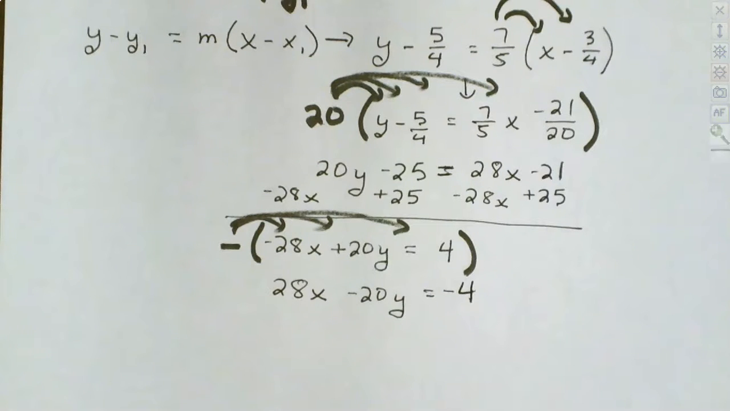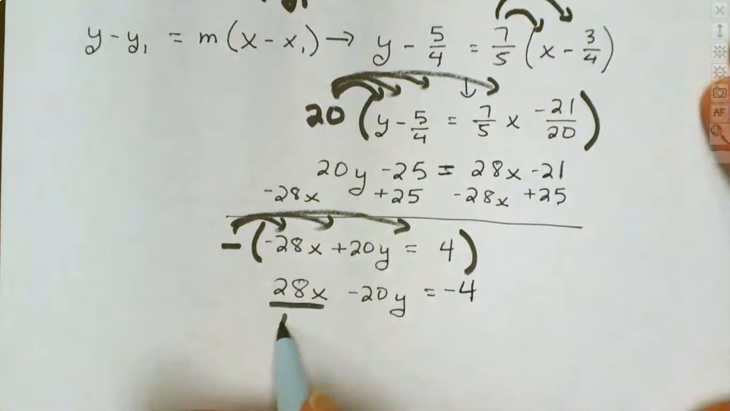Okay, so to get this reduced down as far as possible, let's look at all the numbers. We've got a 28, we've got a 20, and we've got a 4. So what number goes into 28, 20, and 4? What's the largest number possible? These all have factors of what involved? Factors of 4, right? Because 4 goes into 28 7 times. 4 goes into 20 5 times. 4 goes into itself 1 time. So let's divide everything by a 4 to finish it out.